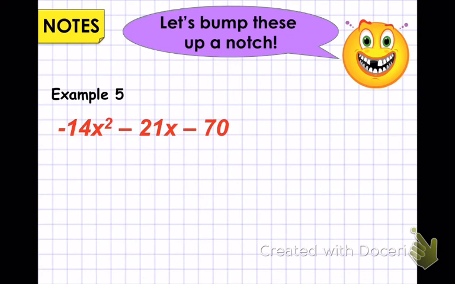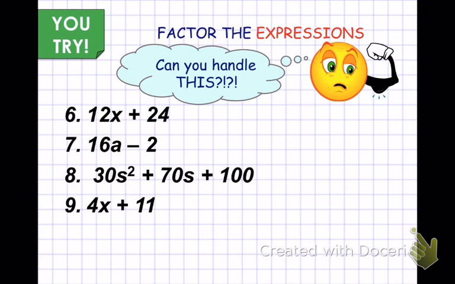All right, so now that you've done 6 through 9, go ahead and check your answers. You should have gotten 12x plus 2 with that quantity. 2 times the quantity 8a minus 1. GCF was 10 for the next one, so you should have gotten 10 times the quantity 3s squared plus 7s plus 10.